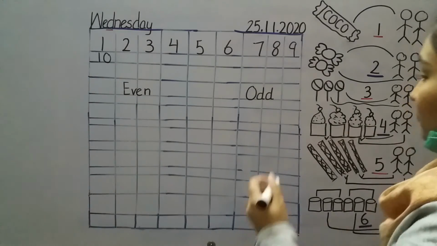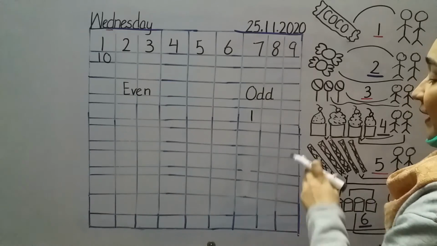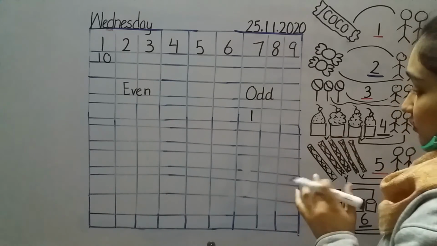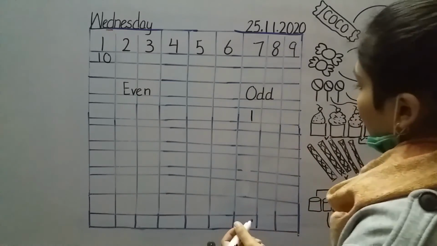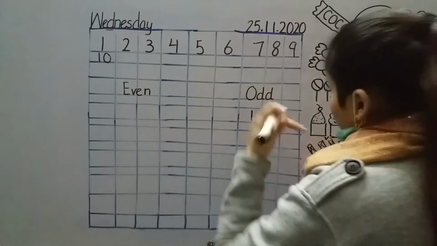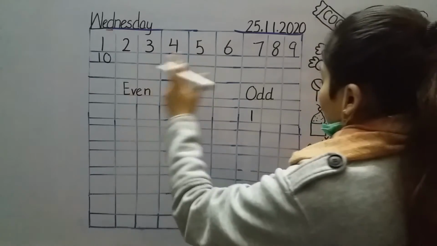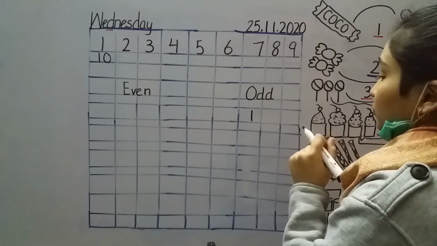Now let's write 1 over here, and you have to leave one block after writing. That is why I drew extra blocks. 1 was an odd number. Now what comes after 1? 2. We will skip 2 and write what comes after 2? 3.